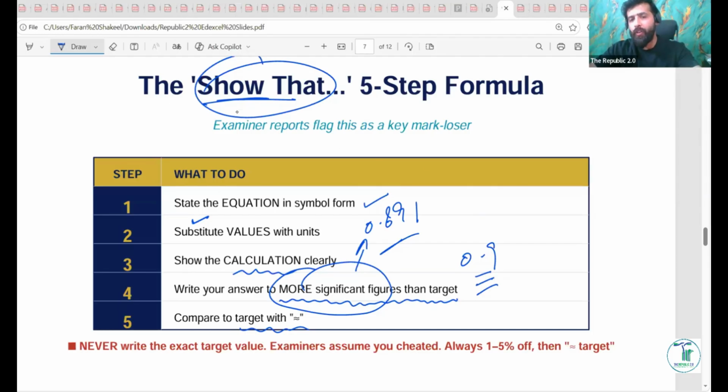So whenever you're doing this sort of question, show that time is something, show that with all these calculations, eta comes out to be 9.5 or something like that. We need to follow all these steps.